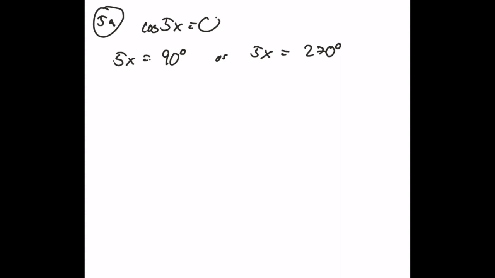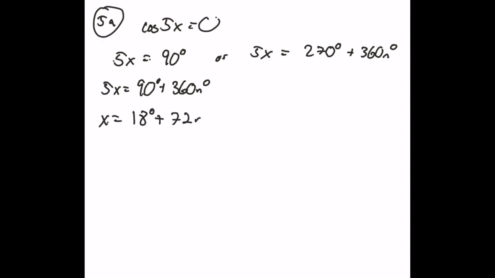So then if we solve, and let's generalize this. So this needs to be 90 degrees plus, and this repeats every 360, so plus 360n in degrees. And this will be plus 360n in degrees, because cosine repeats every 360. Now if we divide by 5, then x is going to be 18 plus 72n in degrees.